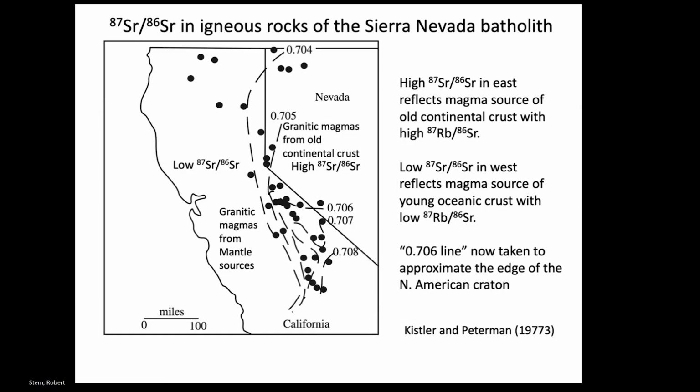So this was worked out in 1977 or 1973, I can't tell which one. But now people working in this part of the world talk about the 0.706 line as basically approximating the boundary between the old rocks of the remobilized craton to the east and the accreted juvenile rocks to the west.